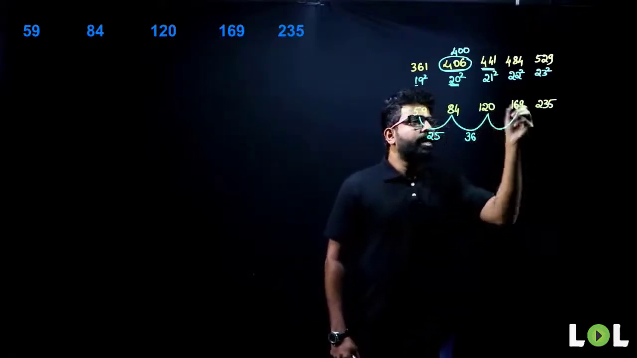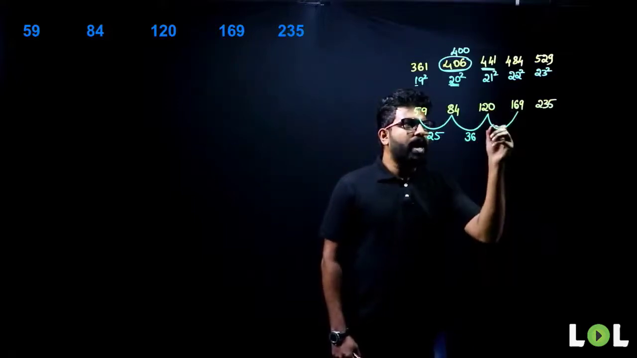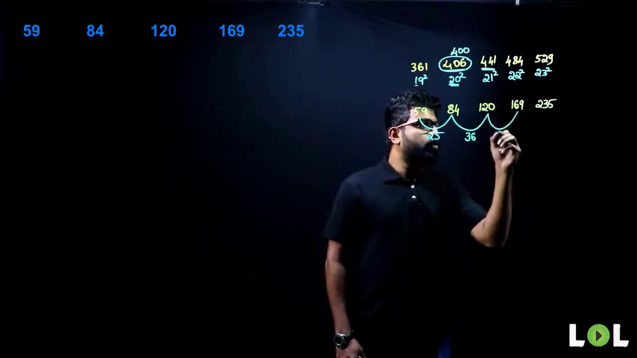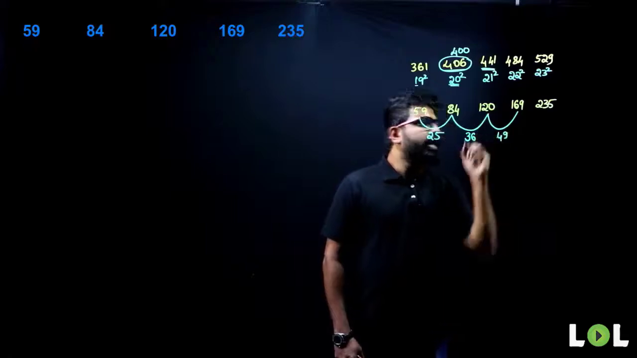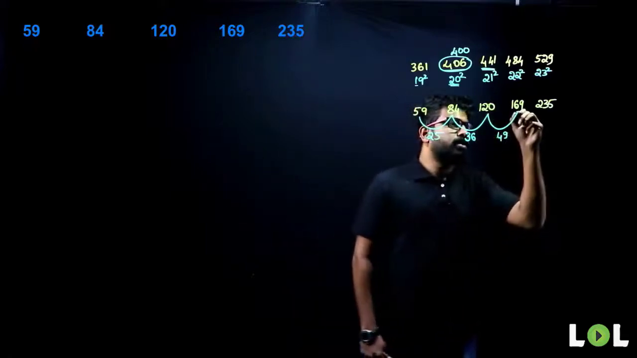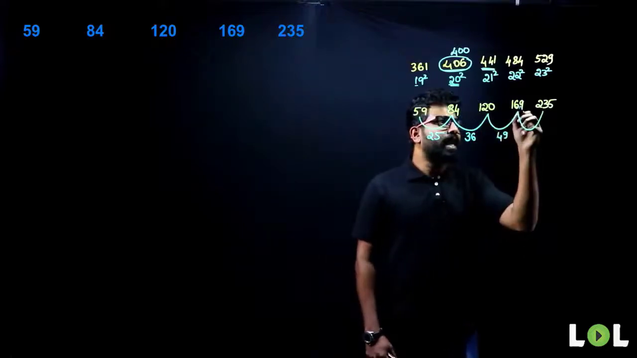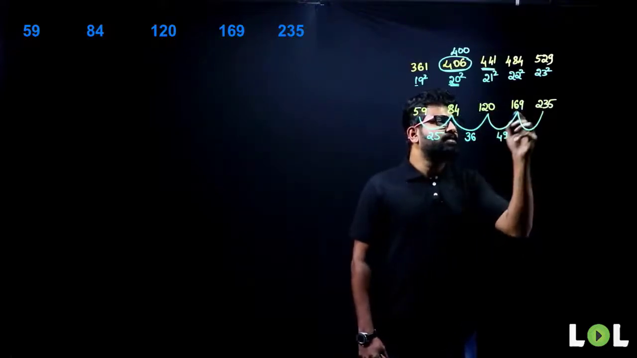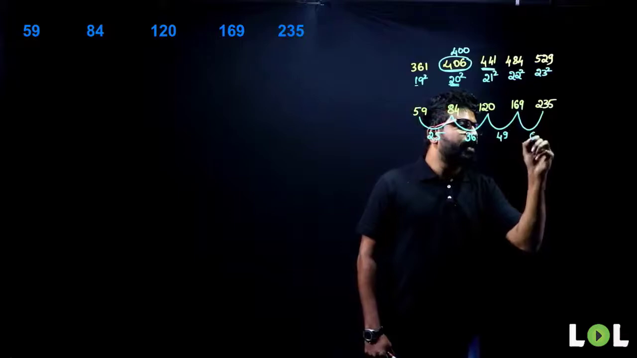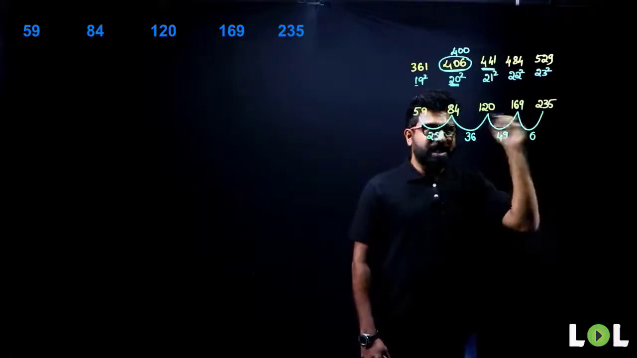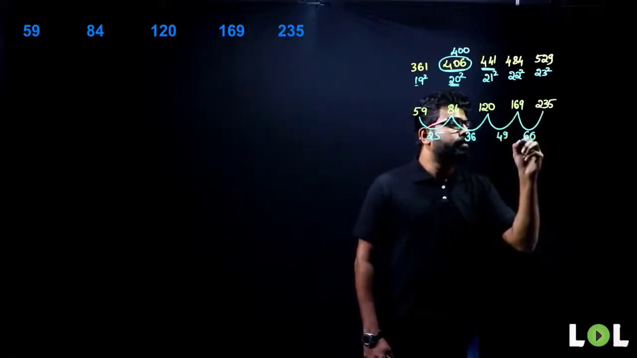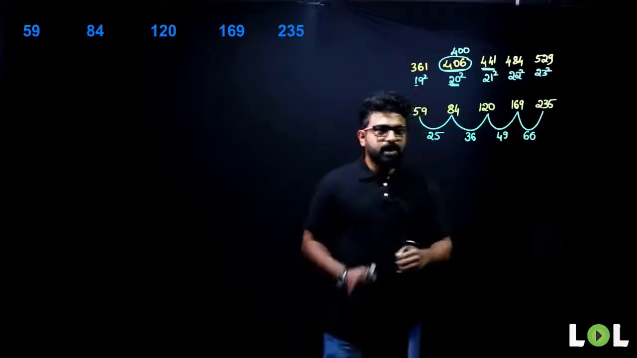So 120 to 169. What do I need to add? 120 plus 40 gives me 160. So 49 gives me 169. So what about 169 to 235? 169 plus 6 gives me 175. 175 plus 60 gives me 235. My difference here is 66.